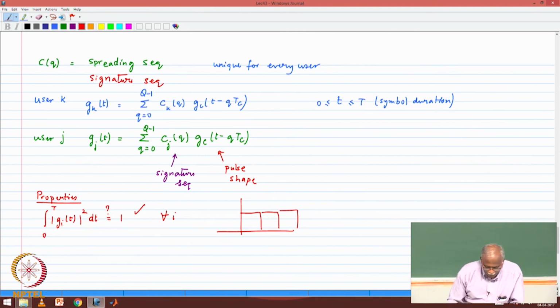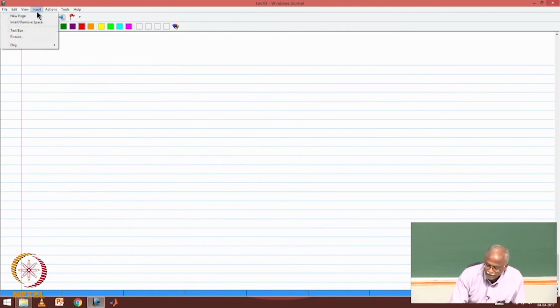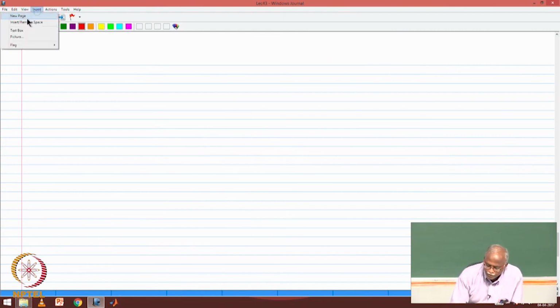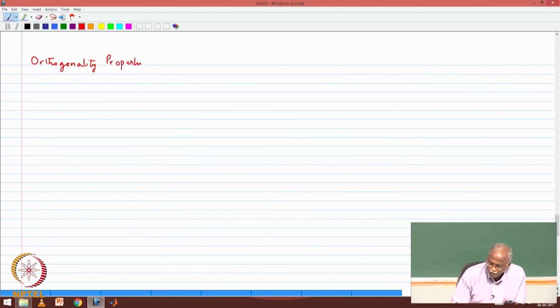Now what we would like to add in addition to this are the following. And now it becomes very interesting, and I request you to pay attention, and if there are any doubts we will discuss them. I'm going to first write down an orthogonality property: both these waveforms must be orthogonal. Only then will we be able to separate them.